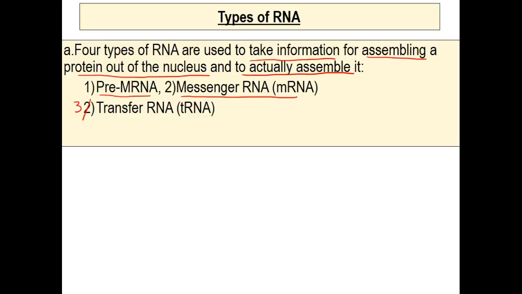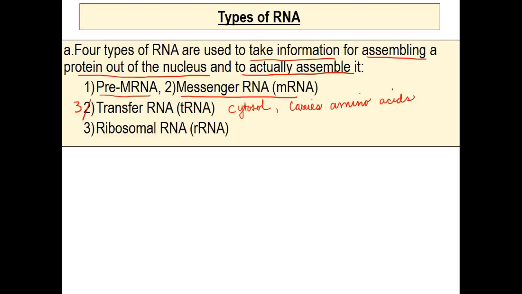tRNA, which is in the cytosol and carries amino acids to the ribosome for assembly into a protein. And we'll go back over that. And then ribosomal RNA, which is a structural RNA that is part of the ribosome.